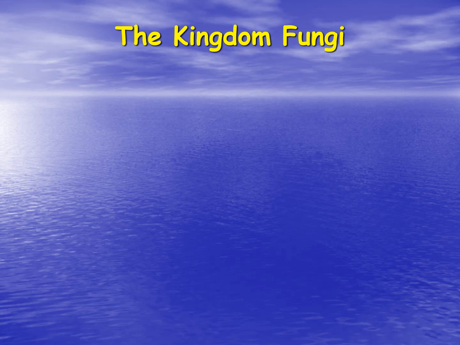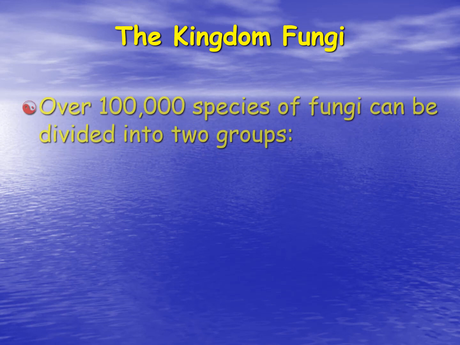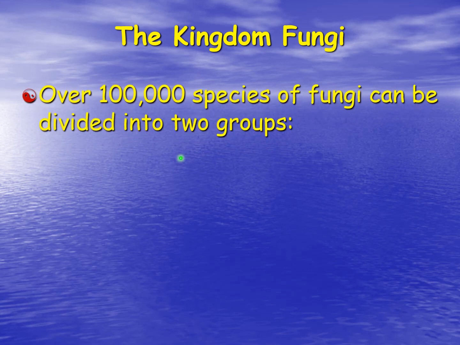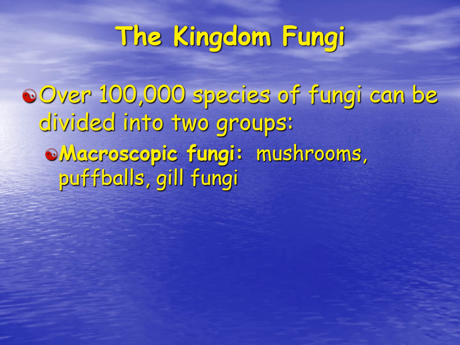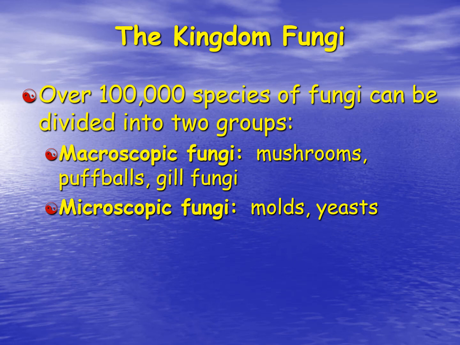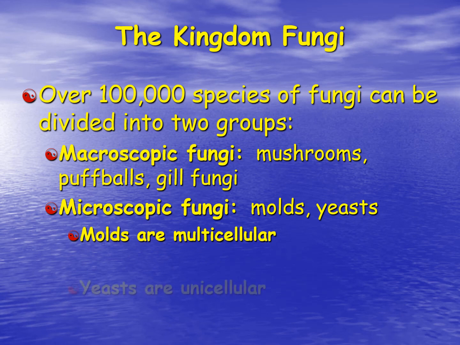So let's talk about the kingdom fungi first. Over 100,000 species of fungi have been divided into two primary groups. The macroscopic fungi, which includes all of the mushrooms, puffballs, and gill fungi, and the microscopic fungi of the molds and yeasts. Molds are multicellular, while yeasts are unicellular.